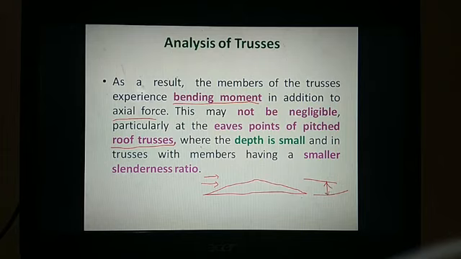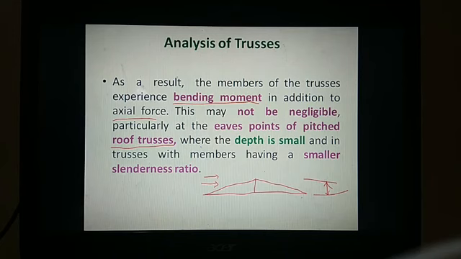Pitch is nothing but span with respect to height. So this is the height of the pitch, the depth. I will explain to you what exactly the pitch means to calculate the depth of the roof truss.